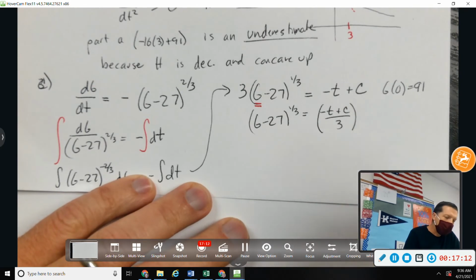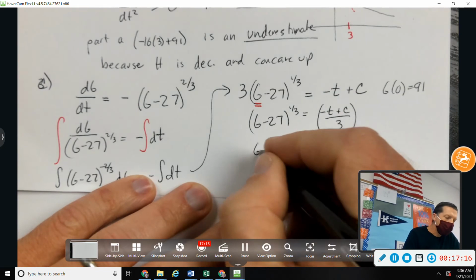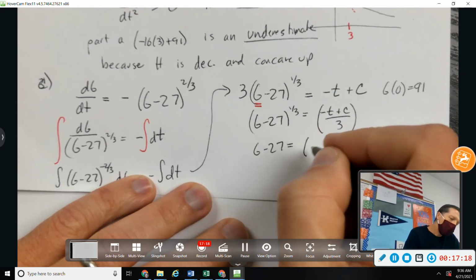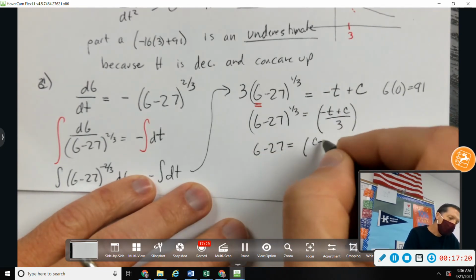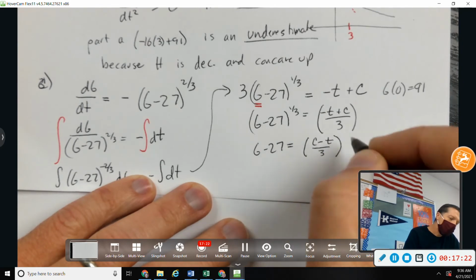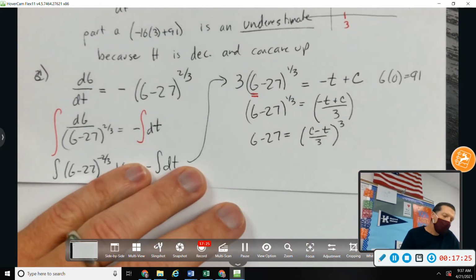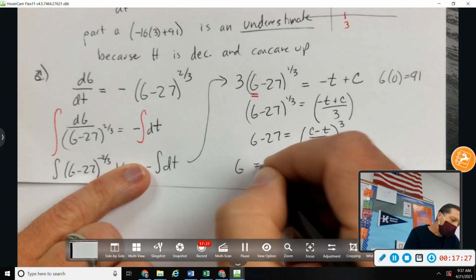All right, how do we get rid of this 1/3 thing? Cube it. So g minus 27 is, I'm going to switch those, c minus t over 3 cubed, and then add 27 to the other side.